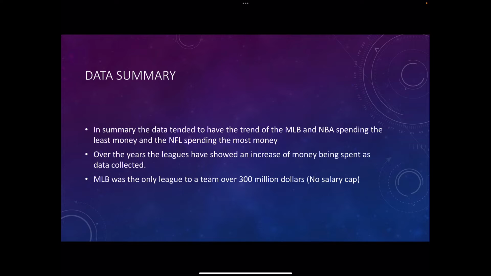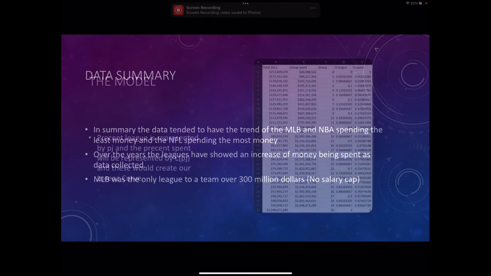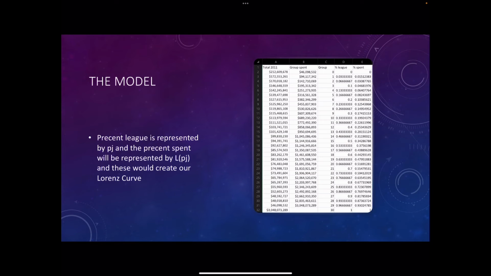This is ridiculous. I can't believe it. I hope you got some type of solution here. I know. It's crazy the amount of money that MLB teams can spend without a salary cap.